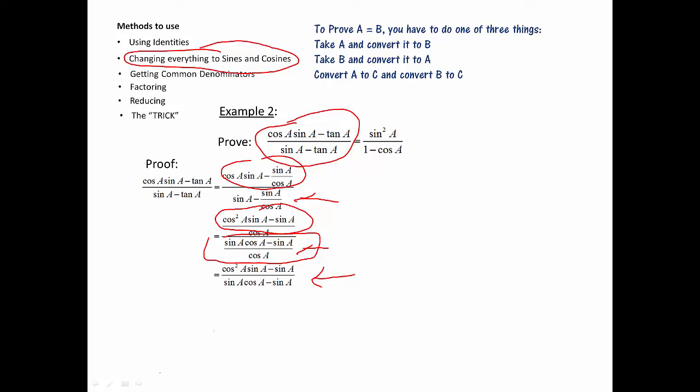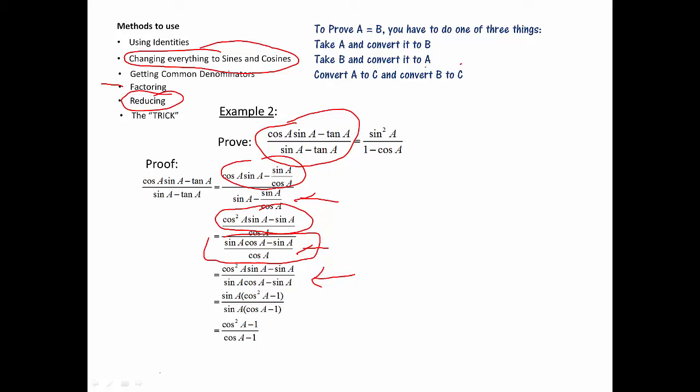Well, I still don't see any identities. I've already changed everything to sines and cosines. There's no denominator to make common, but can I factor? Aha, notice there's a sine in the numerator and a sine in the denominator. I can actually factor a sine out of the numerator and denominator, and then I can reduce. And I end up with cosine squared a minus 1 over cosine a minus 1. Wow, I'm not exactly sure what to do next. There actually are things we can do, but let's pretend we get stuck there.